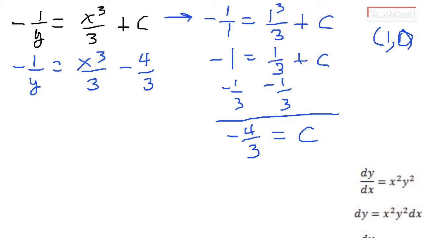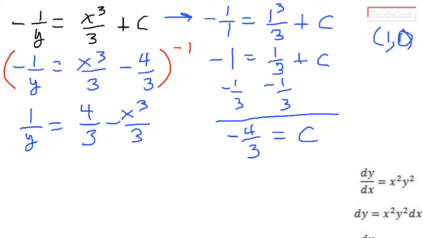A couple of options here. Really, you can do whatever algebra you can think of, as long as it's legal. I'm going to multiply this whole equation by negative 1. So I'm going to get 1 over y is equal to x cubed over 3 becoming negative, and 4/3 becoming positive. I'll probably write that as 4/3 minus x cubed over 3.